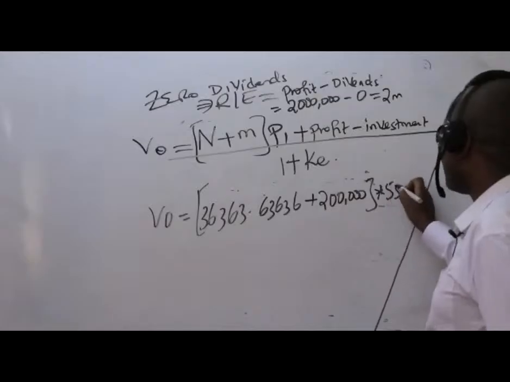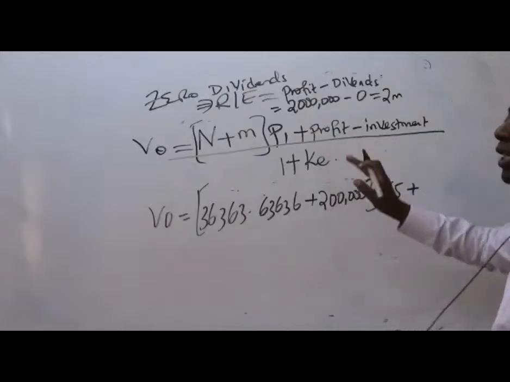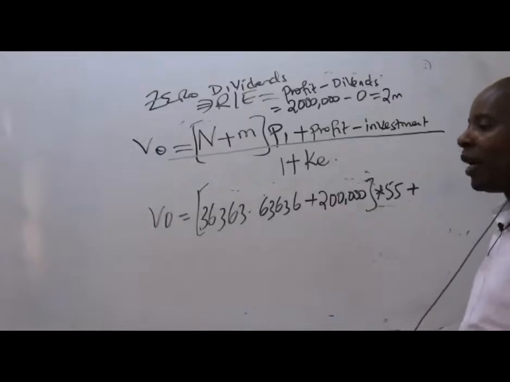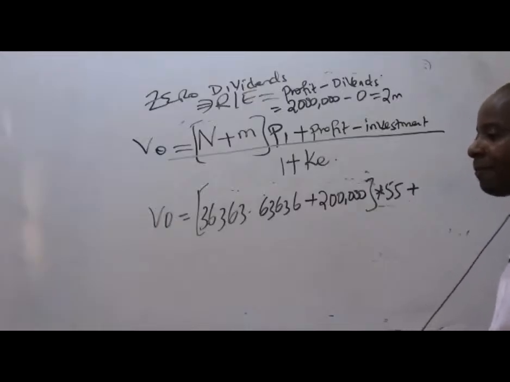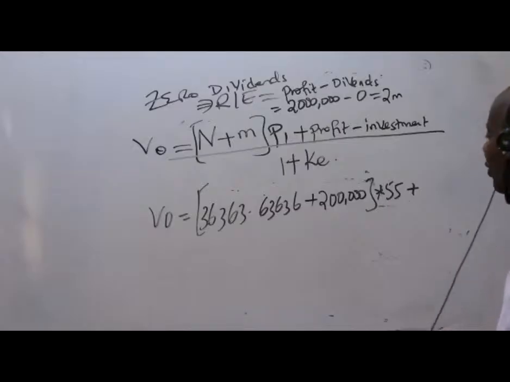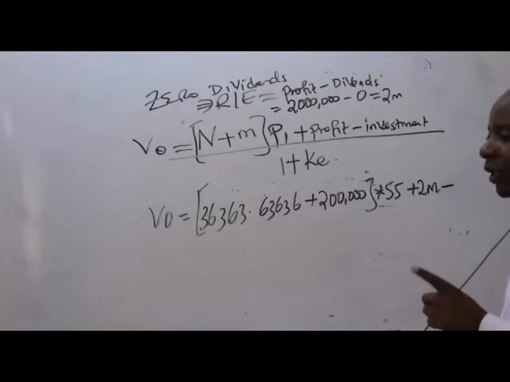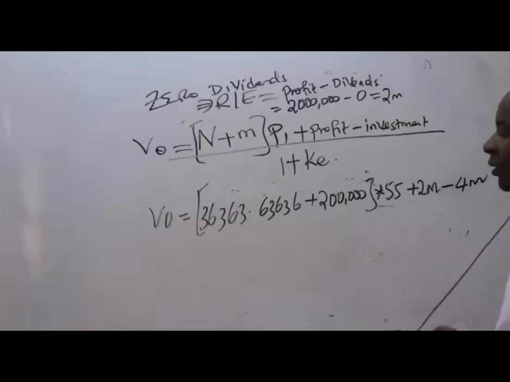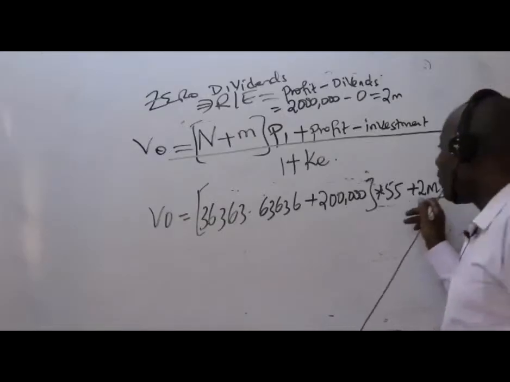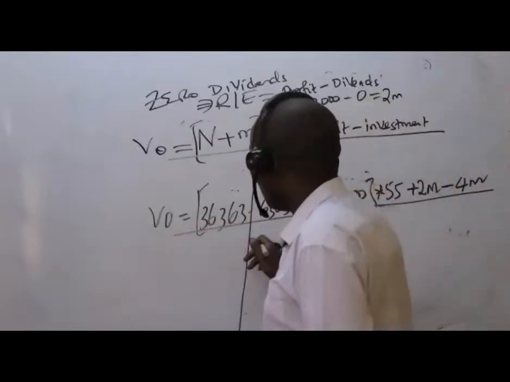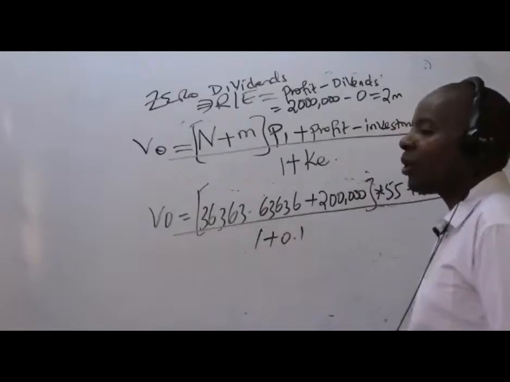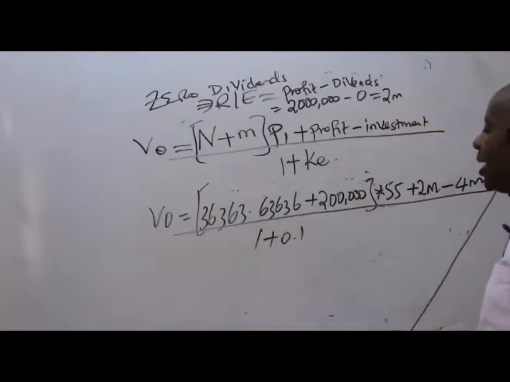55, plus the profit we've generated as an organization. Profit over how much? Profit of 2 million minus the investment. Somebody must have forgotten the investment value that we have been given. It's 4 million. And then everything will be divided by 1 plus KE, which is 0.1.